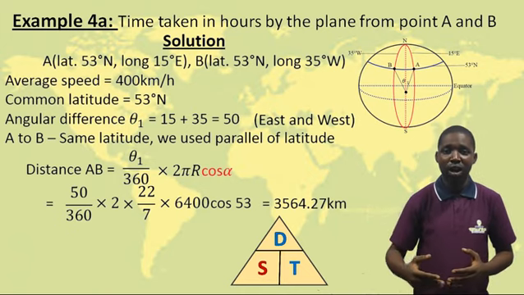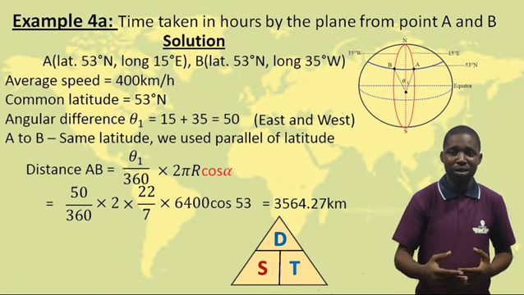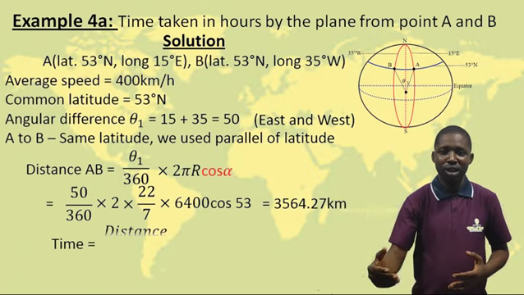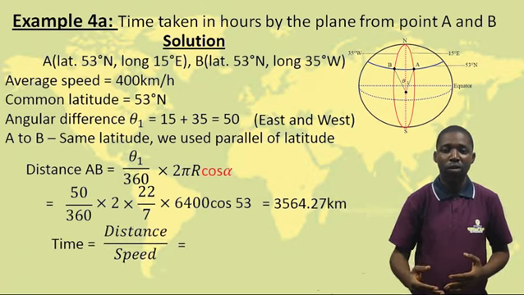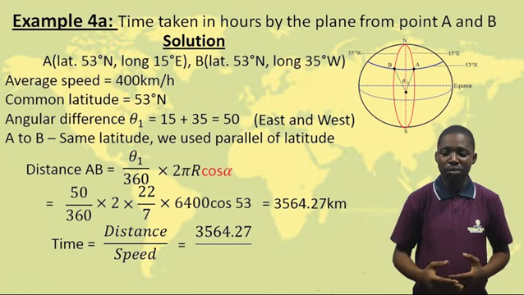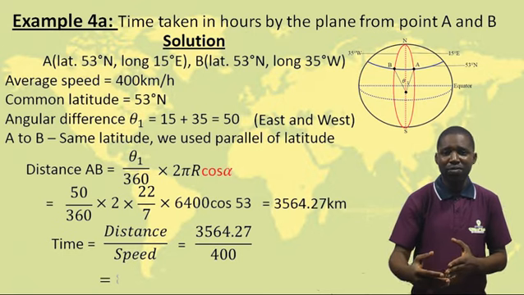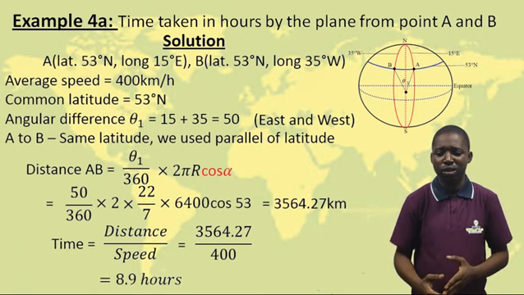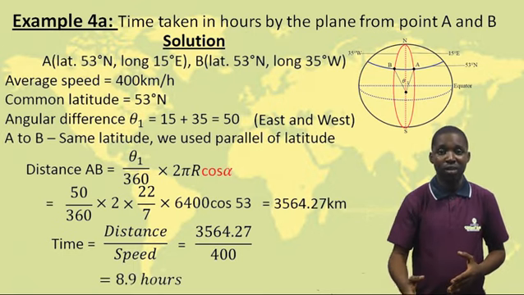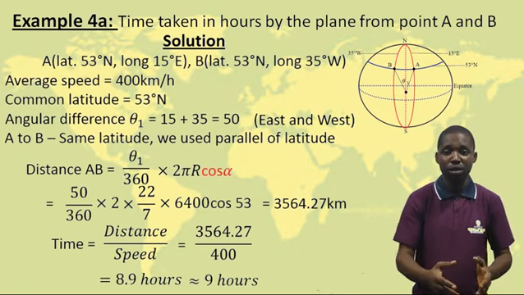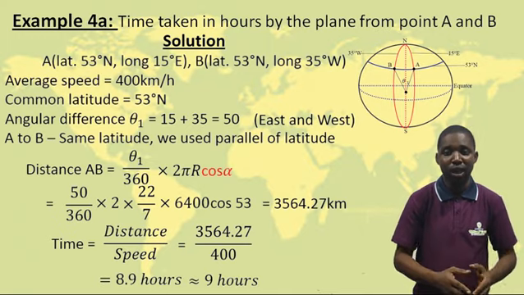Remember, from this triangle we've been talking about, time is distance over speed. We've just gotten our distance as 3564.27, while the speed according to the question is 400. So if I divide 3564.27 by 400, I'm getting 8.9 hours, which is approximately 9 hours. So the time from A to B, the first part of the question, is 9 hours.